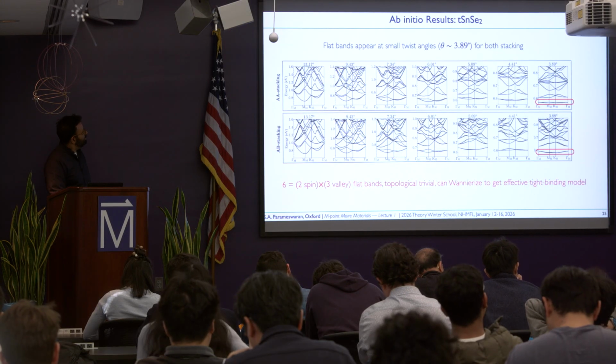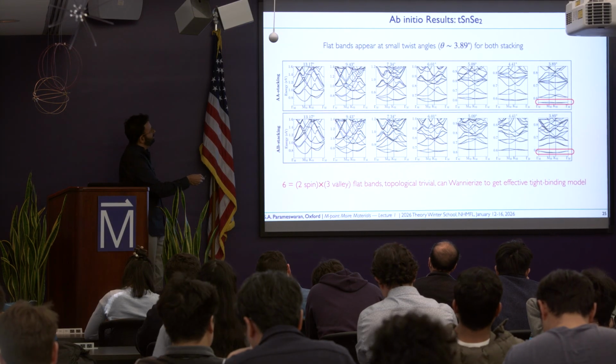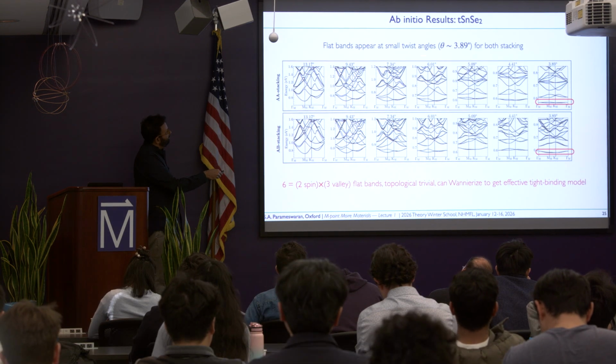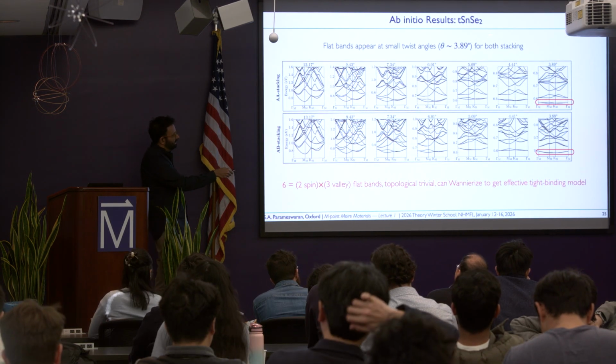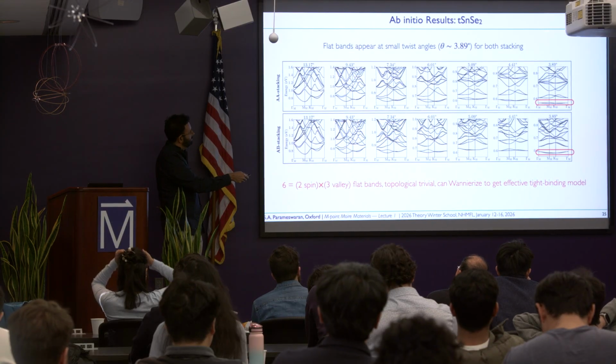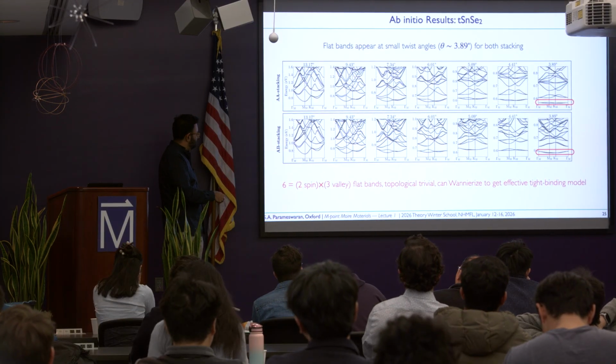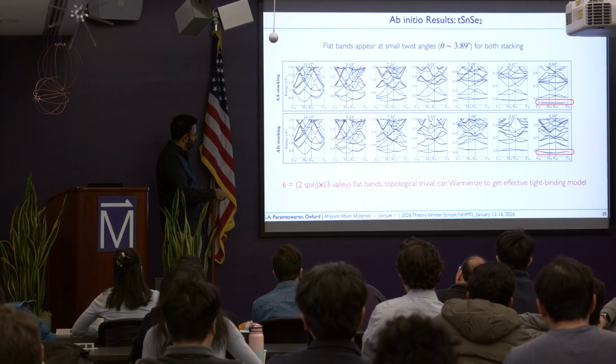So just to flash that you can do ab initio, I'm going to pick a material now. For both AA and AB stacking, you get flat bands at a twist angle of about 3.89 degrees, which is sort of a nice one that people use. For both the AA and AB stacking, I've highlighted these here. And there are 6 bands, because there's 2 spin and 3 valley bands.